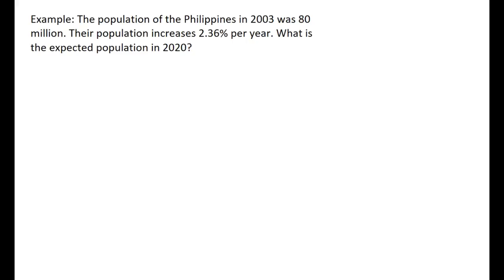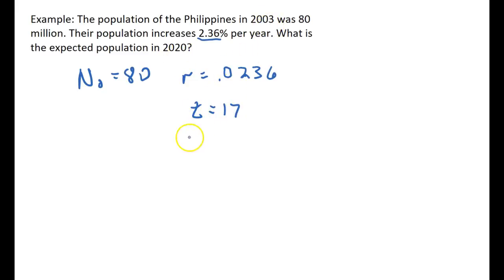So here's an example. The population of the Philippines in 2003 was 80 million. So that's our initial amount. We'll do it in millions. Population increases 2.36% per year. So r is positive 2.36. Whoop. It has to be in decimal form. So it's 0.0236. What's the population in 2020? So that means t is going to be 17 because 2020 is 17 years after 2003.